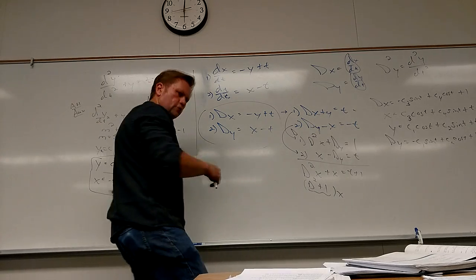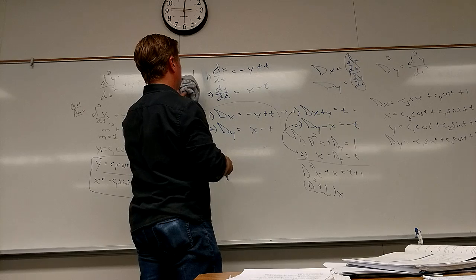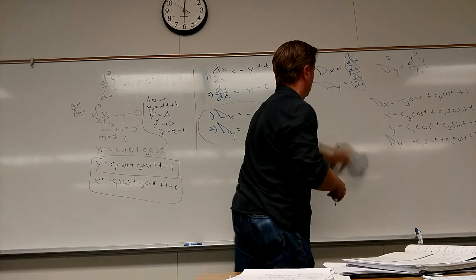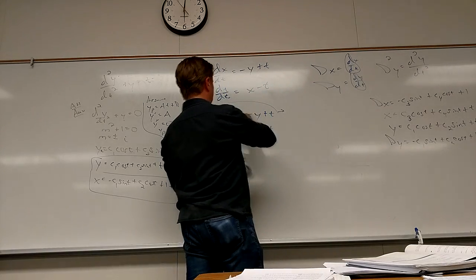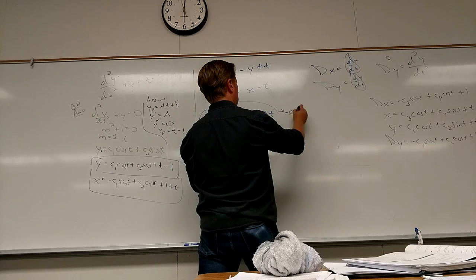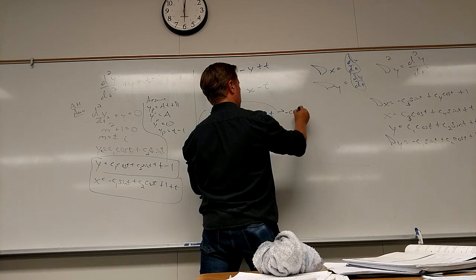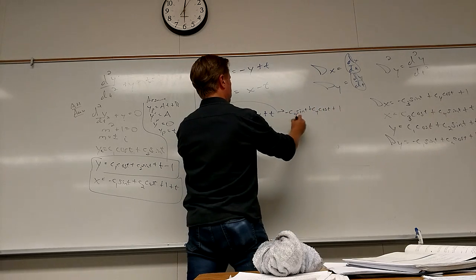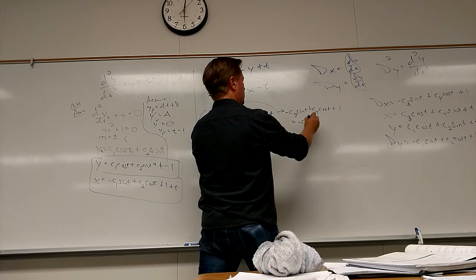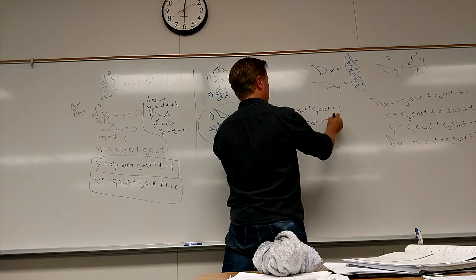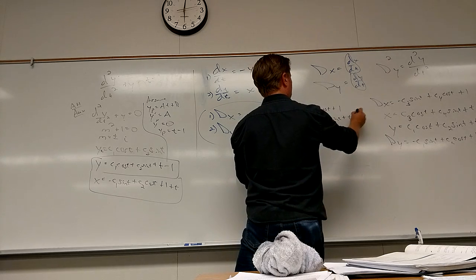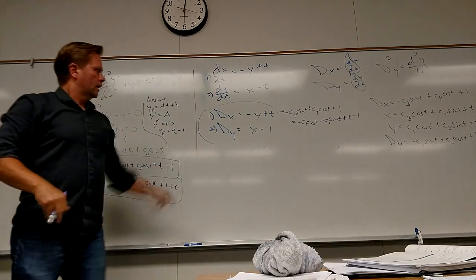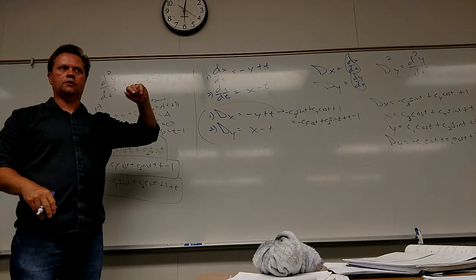Let's see. It doesn't really matter where you go. You might as well go here. I'm going to take this stuff away. So if I plug it in here, dx, negative C3 sine t plus C4 cosine t plus 1 equals negative y, negative C1 cosine t plus C2 sine t plus t minus 1. That's what that one says, right?